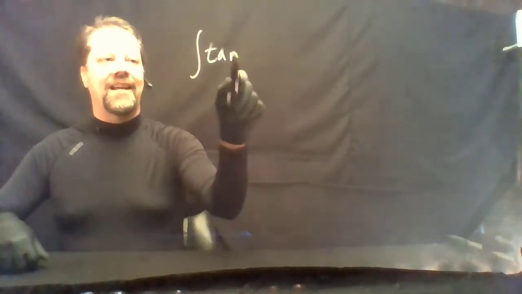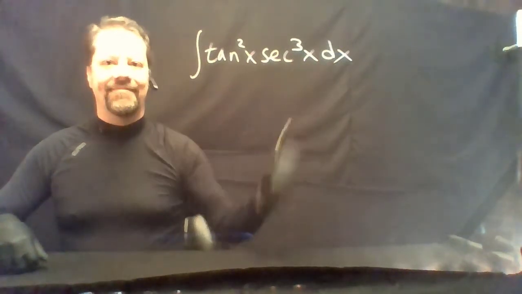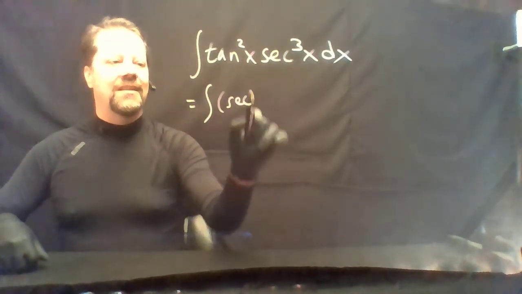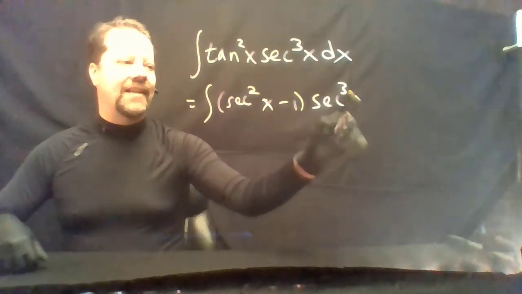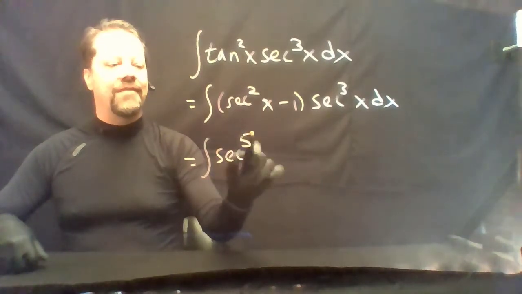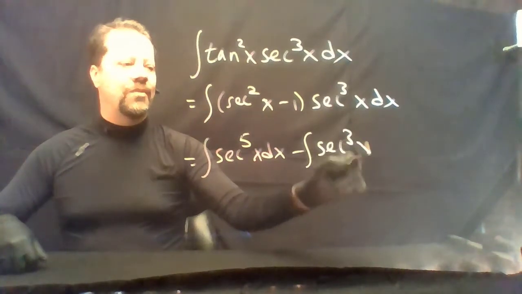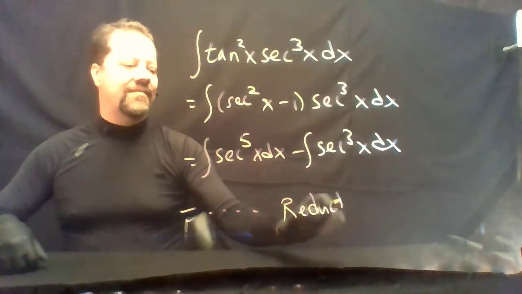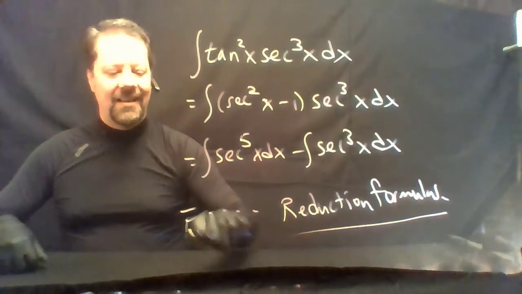If we're integrating, say, tangent squared x secant cubed x dx, now we'll convert the tangent squared into secant squared x minus 1, still times the integral of secant cubed x dx. Distributing, we'll break this into the integral of secant to the fifth x minus the integral of secant cubed x. And at this point, we use reduction formulas. I'll leave it at that.